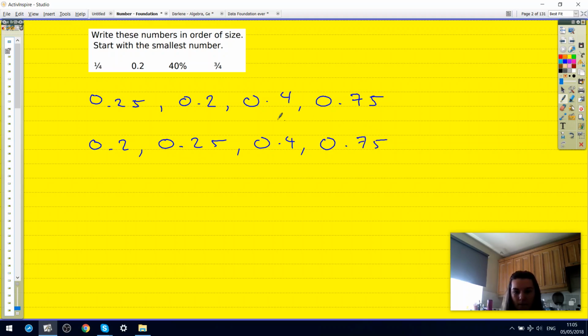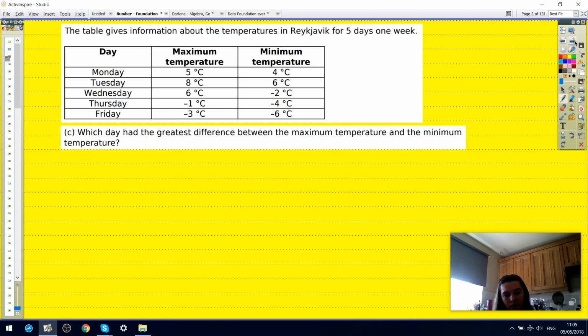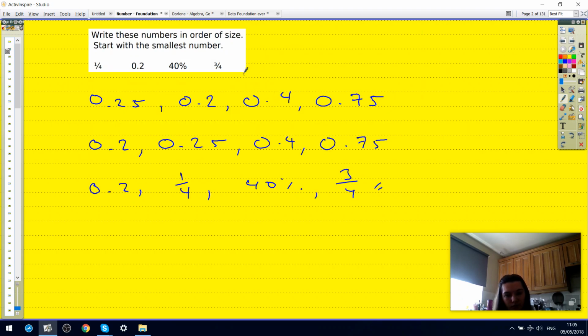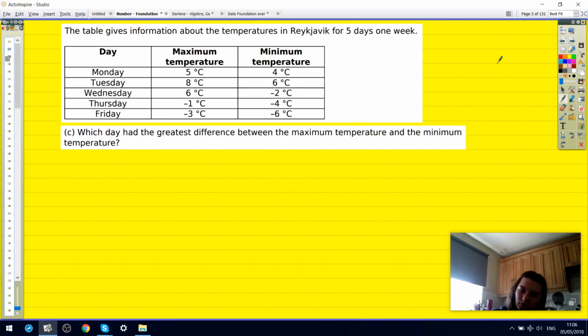That's it. And they wanted these in order, and so you have to put them back into the form they were given to you. That's it. Well done. Yeah, so for those ones, I would stay away from fractions. I think decimals is probably the easiest to do. Okay, how about this one?